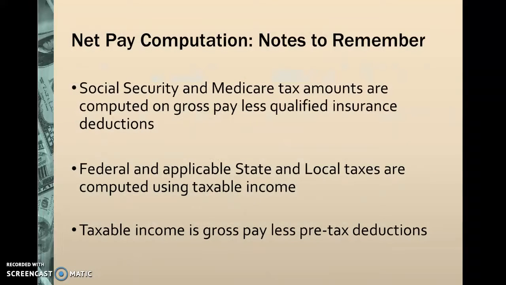Some notes to remember. Social Security and Medicare amounts are computed on gross pay, less qualified insurance deductions. So keep that in mind. So you get your gross pay, take out your qualified insurance deductions, then your Social Security and Medicare tax amounts are calculated. Federal and applicable state and local taxes are computed using your taxable income. And the taxable income is gross pay less your pre-tax deductions.